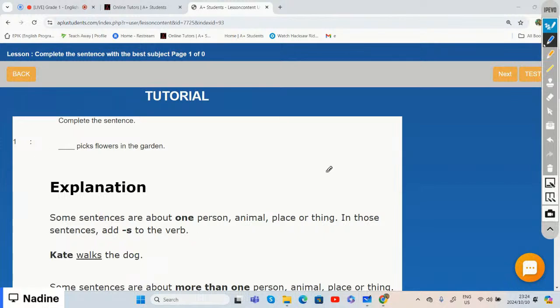Who picks flowers in the garden? Do we say the girl? Look at this word. Picks flowers in the garden. Or do we say girls picks flowers in the garden? Who picks flowers in the garden?